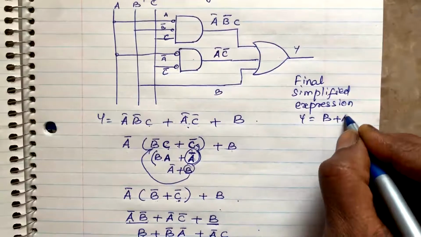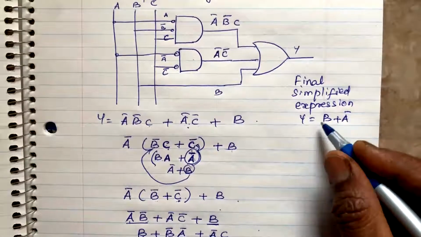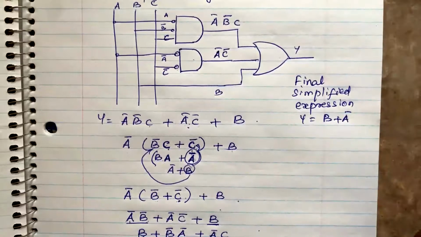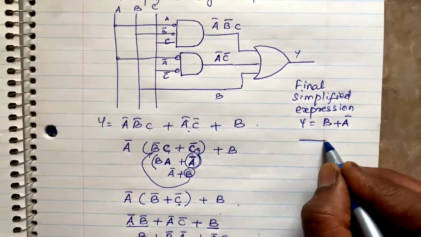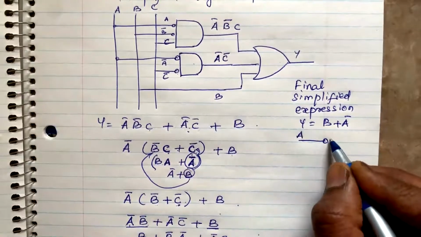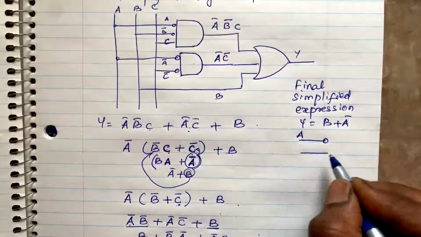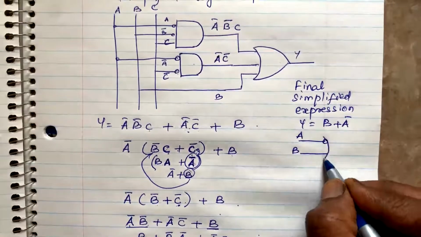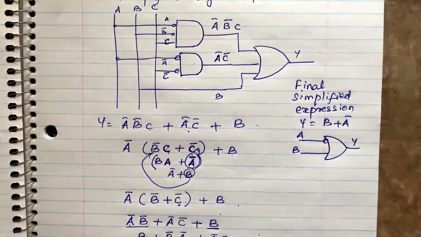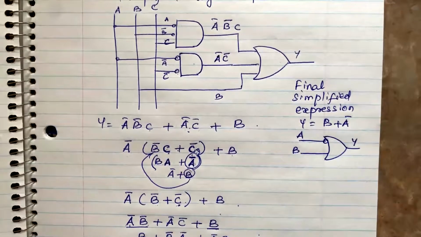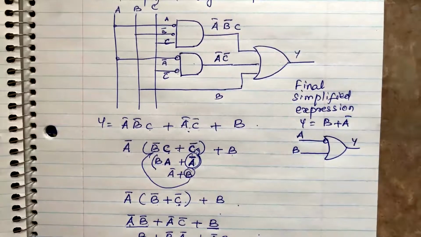B plus A bar. It is good to write A first, A bar plus B, okay? Or leave it like that. So you need just a NOT gate for A to make it A bar. You have B and you send it through an OR gate, and this is y. See, these many gates have reduced to just one gate like this by Boolean algebra.